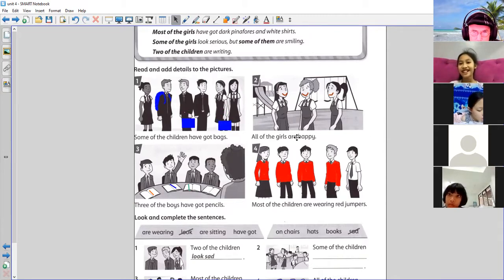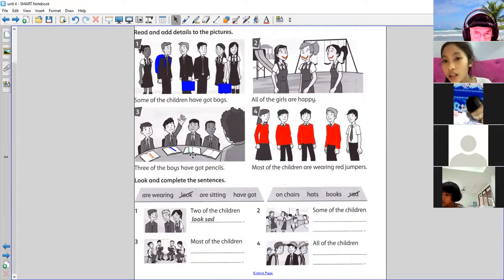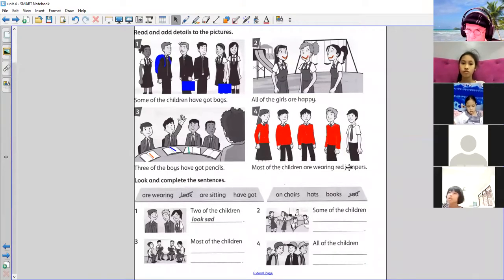Number two, all of the girls are happy. All of them. So give them a happy face. There's my happy face, right? Three of the boys have got pencils. Three, one, two, three, give them a pencil. I gave them a color pencil. And most of the children are wearing red jumpers. Most means nearly all, but not all. So there's four. So you can give these four children here red jumpers like I've done. Okay. And then you can answer this here. So that's your homework, is to finish this page. All right. When you finish, it'll look like this.